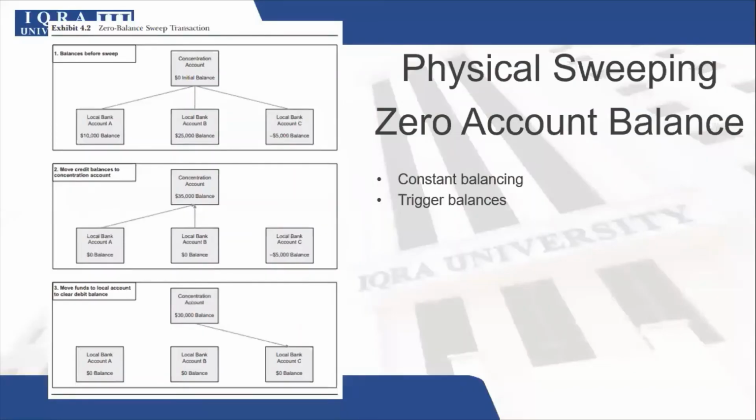So now we're going to see how physical sweeping is done. Basically, in physical sweeping, a zero account balance is maintained. So the bank will automatically move cash from the different accounts into the concentration account. Let's see how it is done through an example. I'm just going to zoom this in.